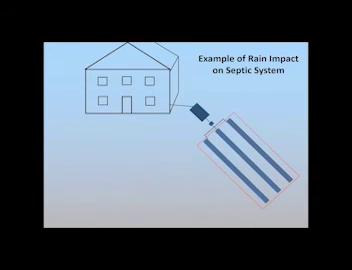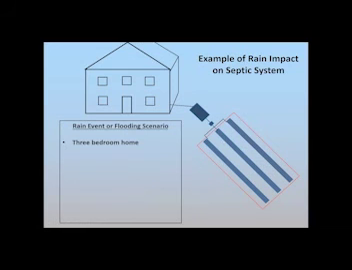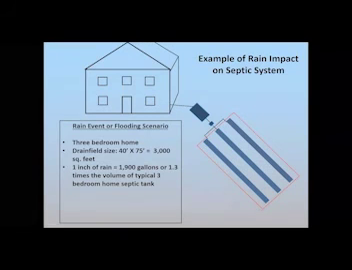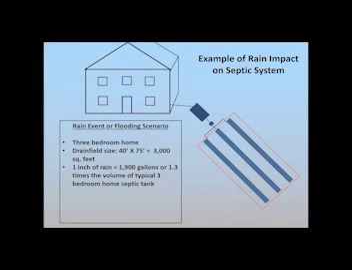So let's just look at a quick example. Here's a typical 3-bedroom home with a septic tank and the drain field. And if we just look at some numbers here, we have a drain field that's 40 feet by 75 feet. Each of those 3 trenches are 70 feet long. So that's 3,000 square feet of drain field. And then let's just say we have a heavy rain. 1 inch of rain equals 1,900 gallons, which is actually more than the typical 1,500 gallon septic tank.